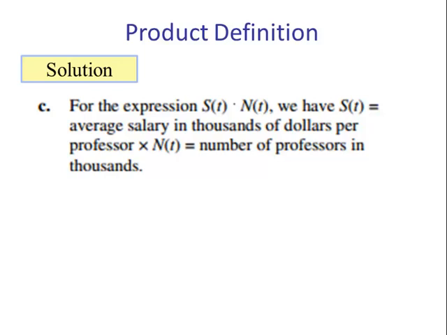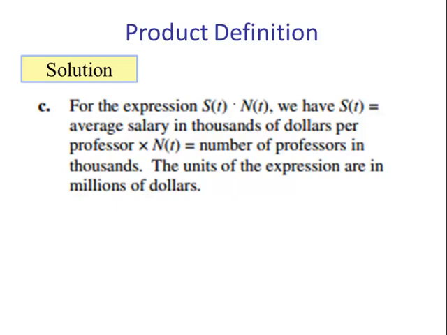C, for the expression S of t times N of t, we have S of t equal to the average salary in thousands of dollars per professor times the number of professors measured in the thousands. So the units of the expression are millions of dollars.